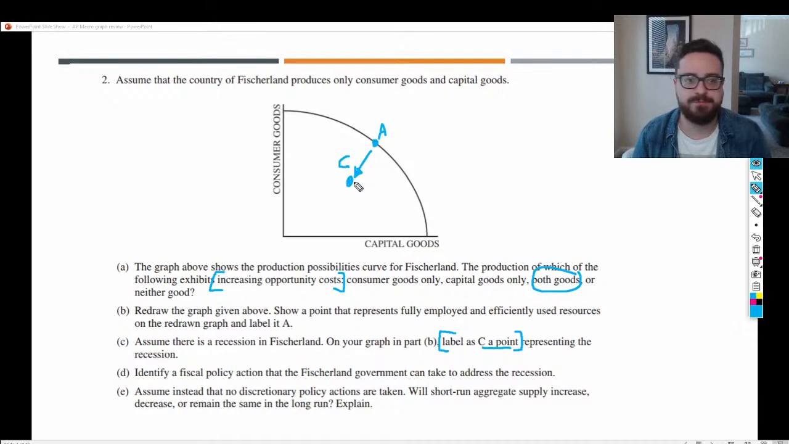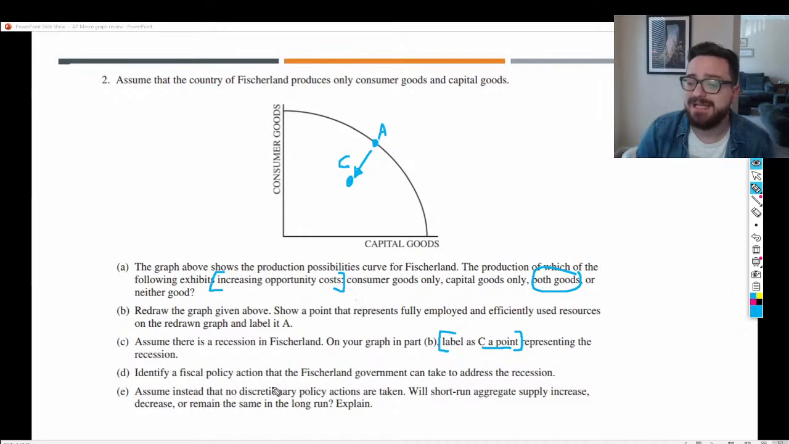It wouldn't be as bad, I guess, if your max had dropped. Because the reason why a recession is bad is because you should be able to produce a lot more than you're currently producing. This point C tells me that. It's like, oh, this is bad because I should be here, but I'm here. Whoops. That's not what I want.